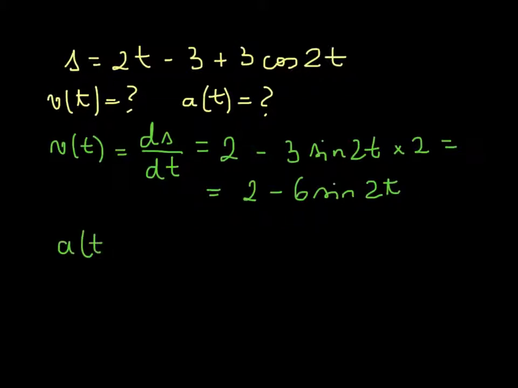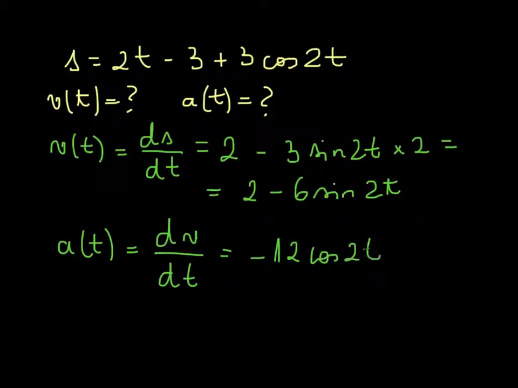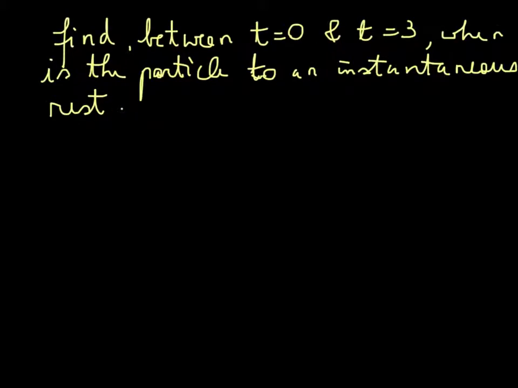Acceleration is the derivative of the velocity, so we get minus 12 cos 2t. Again, I use a chain rule.